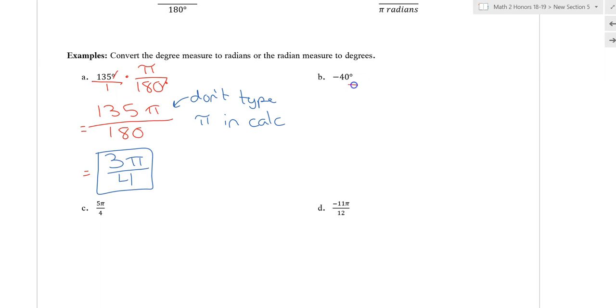Same thing here, right? You can put this over 1, and then again, pi over 180 degrees, because then this degree symbol and this degree symbol cancel out. I'm left with negative 40 pi over 180. If you simplify that in your calculator, you get 2 pi over 19.